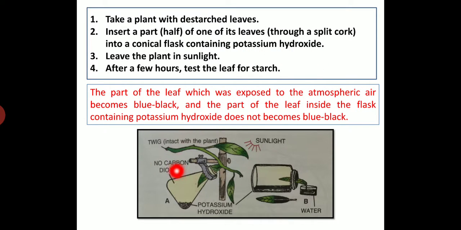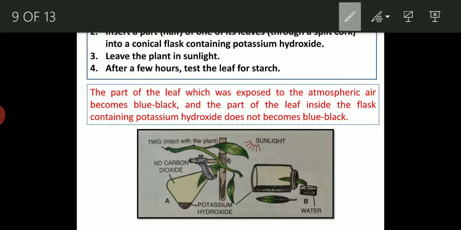This is the picture. This A portion is the picture. This is a plant. See, this is the plant, and we are actually placing a part of the leaf, just this. This is the magnified view. We are placing a part of the leaf, like half of the leaf, inside that conical flask which contains potassium hydroxide. Okay, potassium hydroxide is a base. And then we are leaving this plant in sunlight, and after a few hours we will again perform the iodine test so as to see whether starch is present or not.